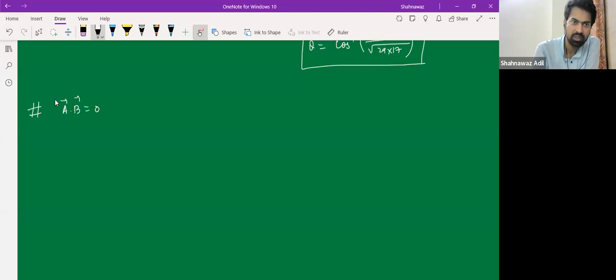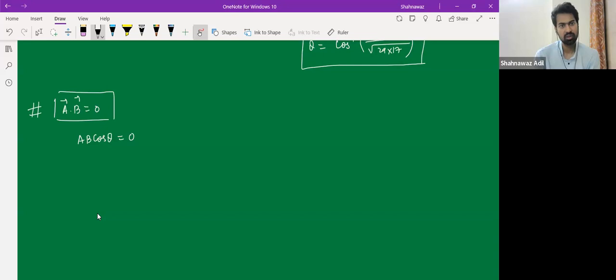Okay, so please note this special case: if you have A dot B equal to 0, what does it signify? A dot B 0 means that AB cos theta is 0. Right, guys? Yes, sir. So A cannot be 0, B cannot be 0, so your cos theta is 0. So theta is what? Cos 0.